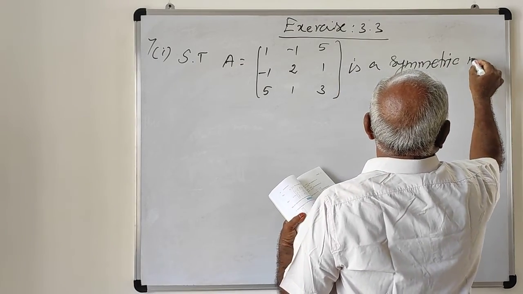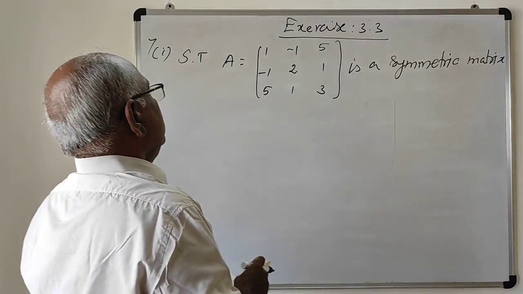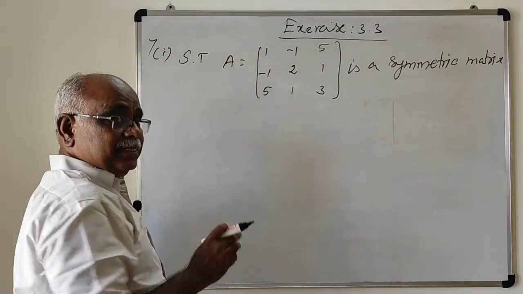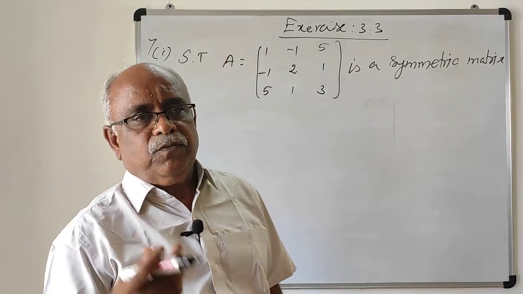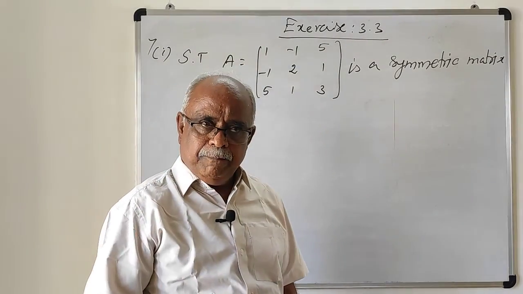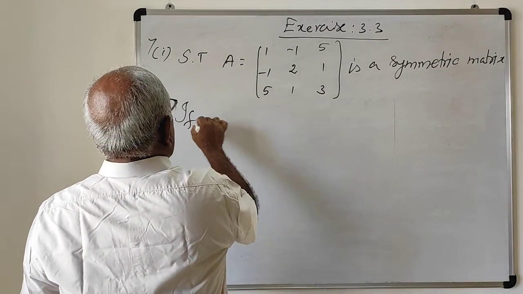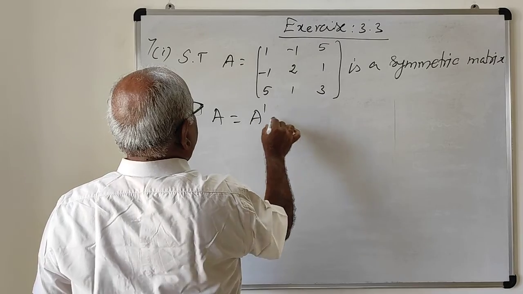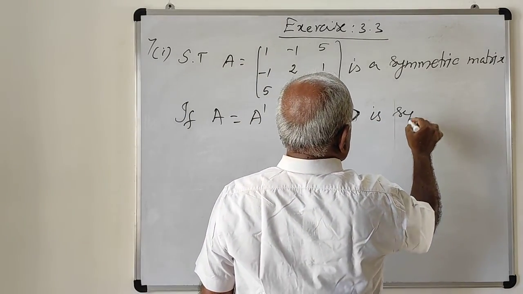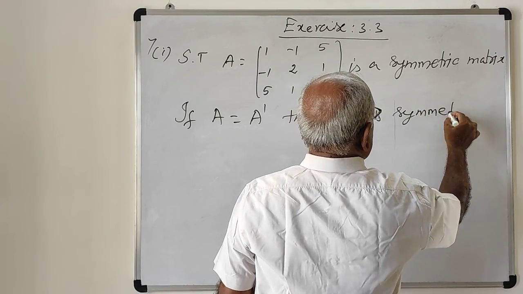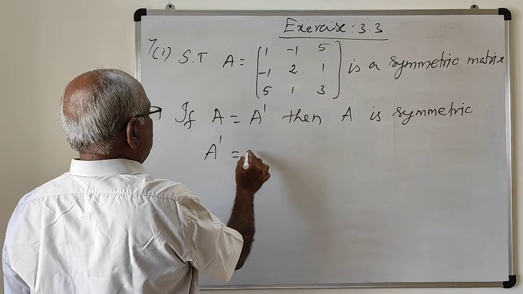A symmetric matrix. That is our problem. A matrix is said to be symmetric if the transpose and the matrix are the same. If A equal to A dash, then we can say A is symmetric. That is our condition. So what is A dash for the given matrix now?